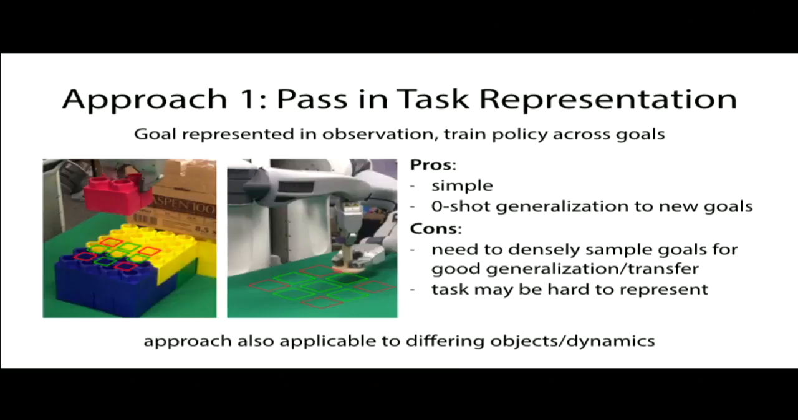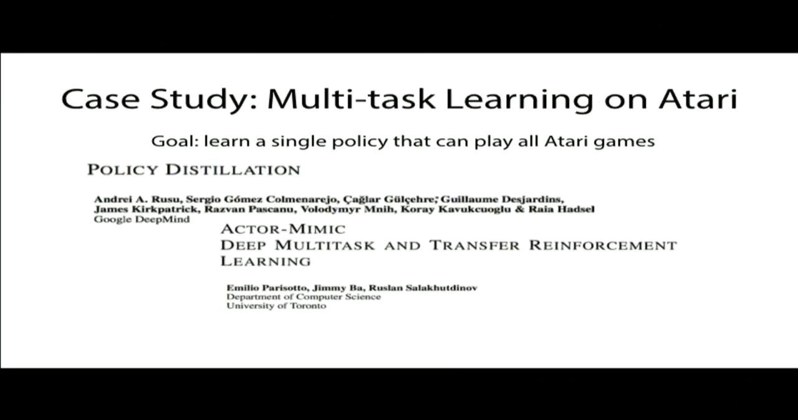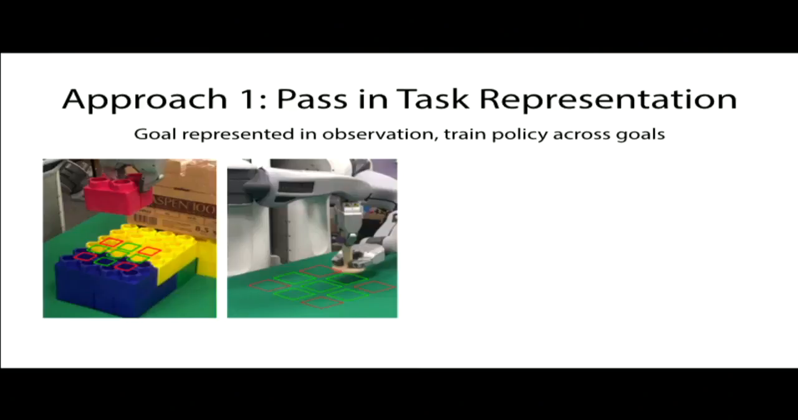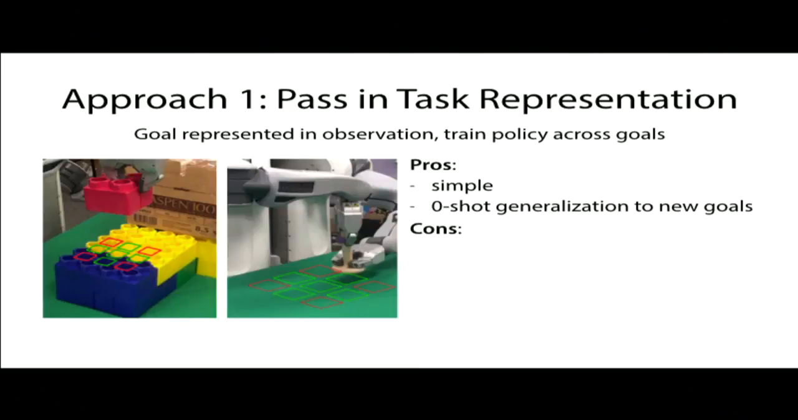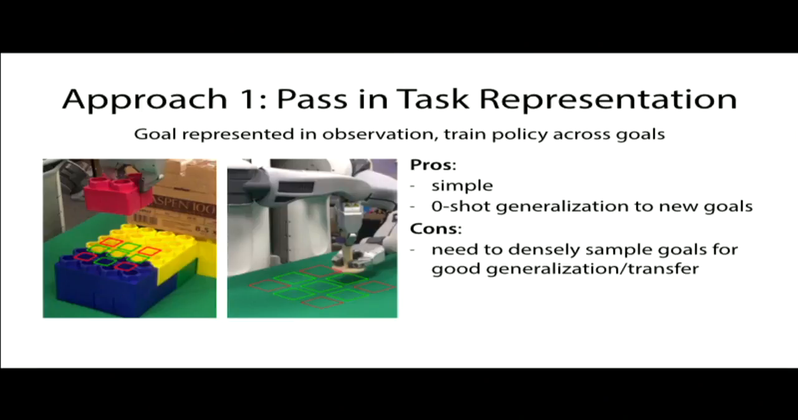Next, I'll talk about a case study, which is multitask learning on Atari. The motivation here is that, like this previous scenario where we're going to be passing in the task, we're going to try and train a single policy to work on all the Atari games. And because the Atari games are not densely sampled goals, because they are very far apart, getting transfer and being able to benefit from training on all of them is going to be somewhat impractical.